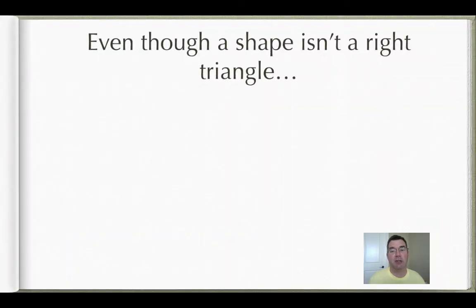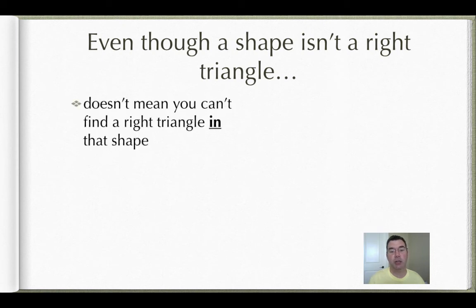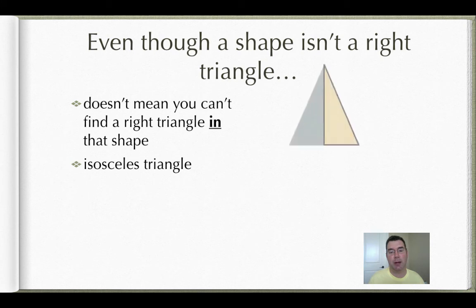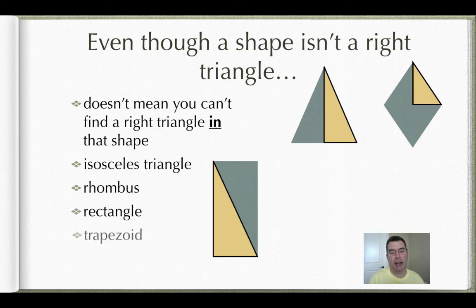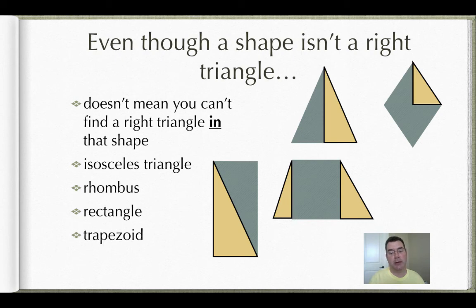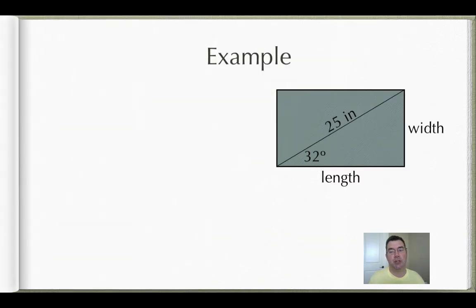Even though we have a shape that isn't a right triangle, we can usually find a right triangle somewhere in that shape. We have isosceles triangles, we have a rhombus, rectangles, and trapezoids. And you can see that there are right triangles found in those basic shapes, as well as others. Okay, so let's look at an example.